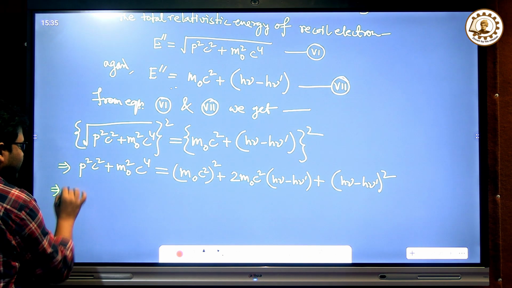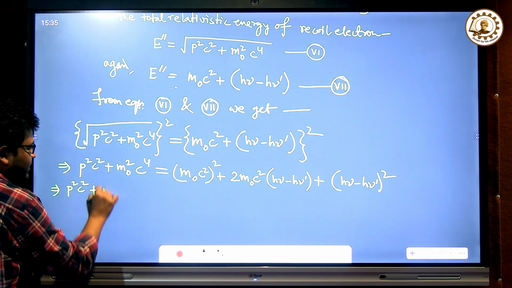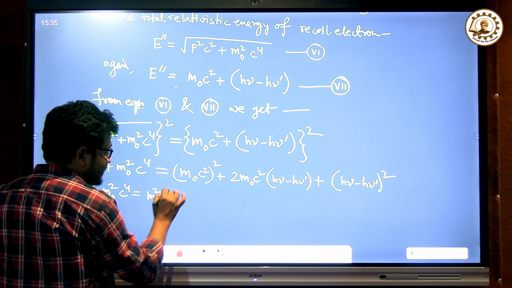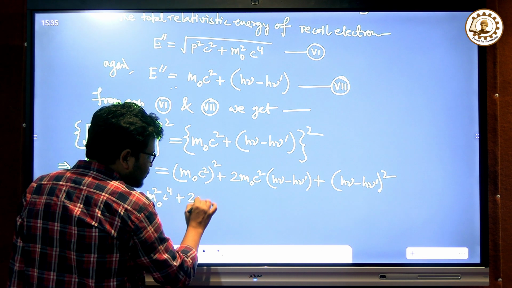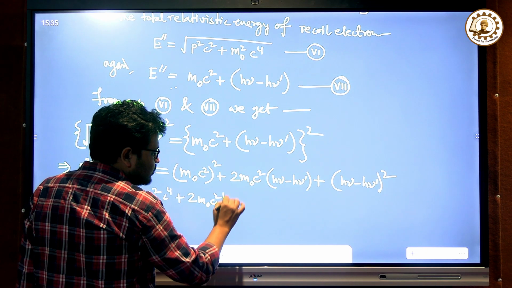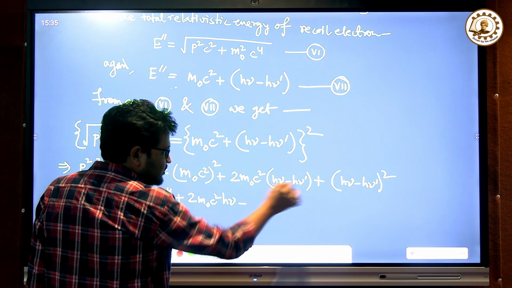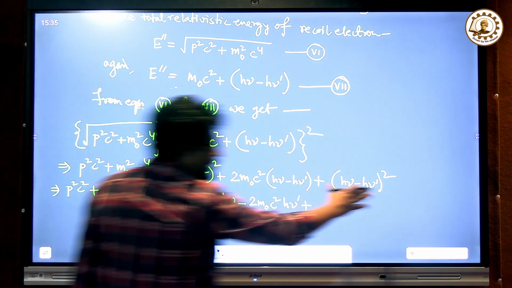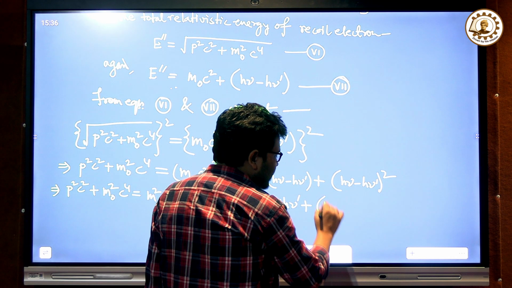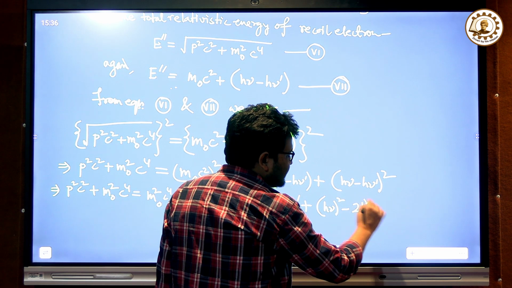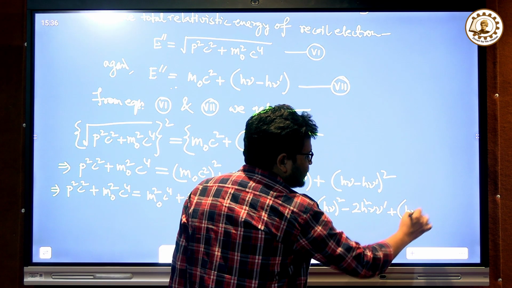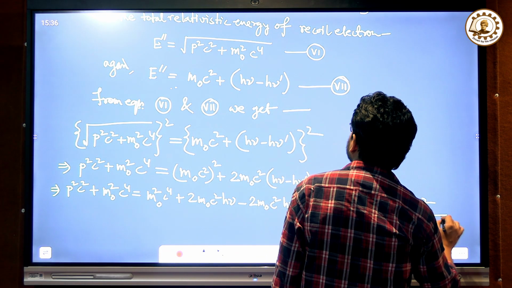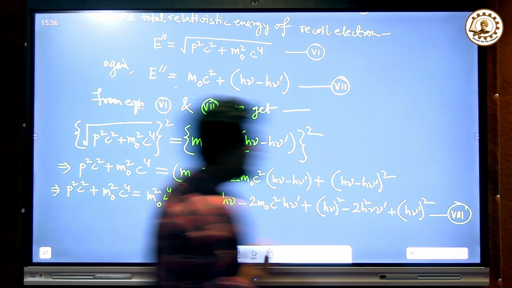So we get p square c square plus m0 square c to the power 4 equals, this gives us m0 square c to the power 4 plus 2 m0 c square h nu minus 2 m0 c square h nu prime, plus I have to expand this term, so this gives us (h nu) whole square minus 2 h square nu nu prime plus (h nu prime) whole square. This is our equation number 8.